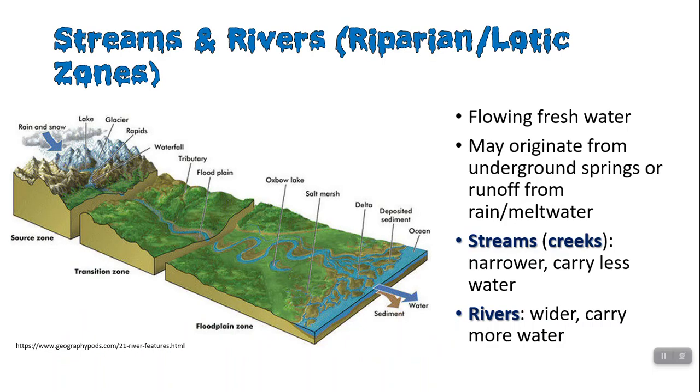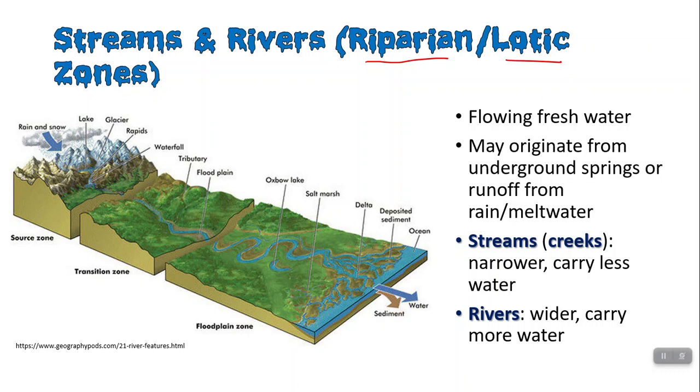Now let's get into freshwater biomes. So we're going to start looking at the ones that don't have a lot of salt in them. First, we're going to look at streams and rivers, and I'm going to put a couple of other terms in there for you. Sometimes they're called riparian zones, and sometimes they're called lotic zones.